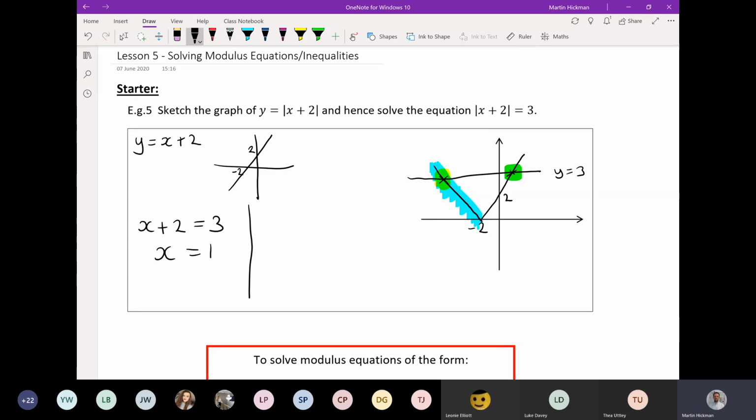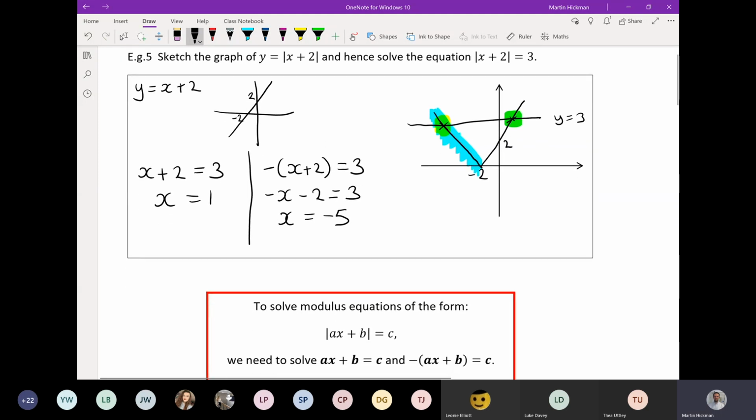So if we think back to transformations, if we reflect something in the x-axis, we multiply it all through by -1. So what I'm essentially solving is minus (x plus 2) equals 3. So this becomes minus x minus 2 equals 3, which then leads us to x being -5 as the other solution. You can check that because -5 plus 2 is -3. If we take the modulus of that, we take the positive answer from that.